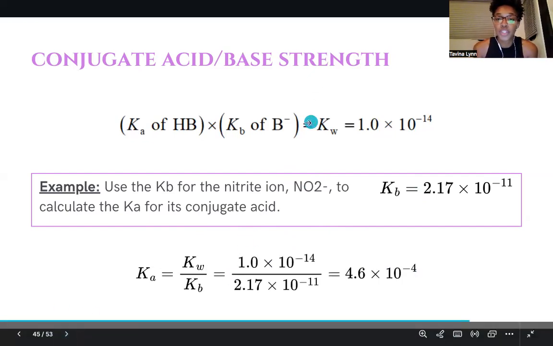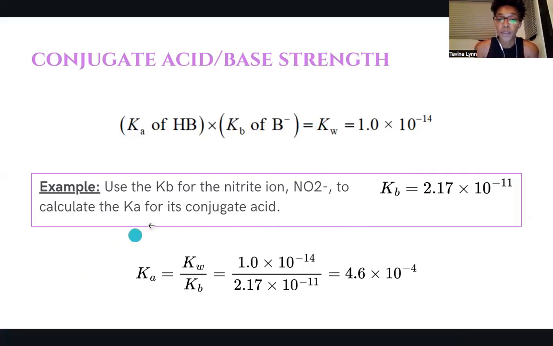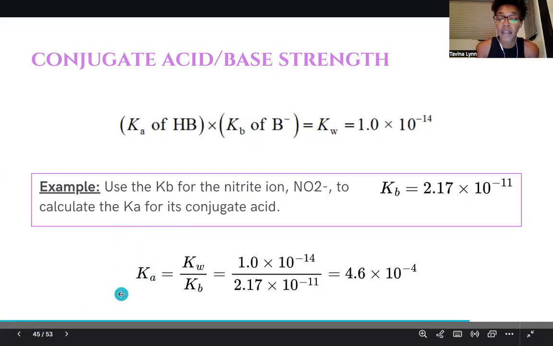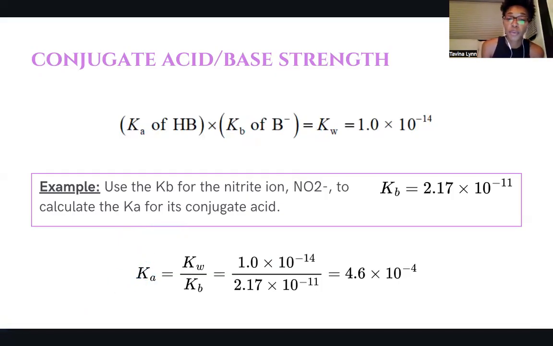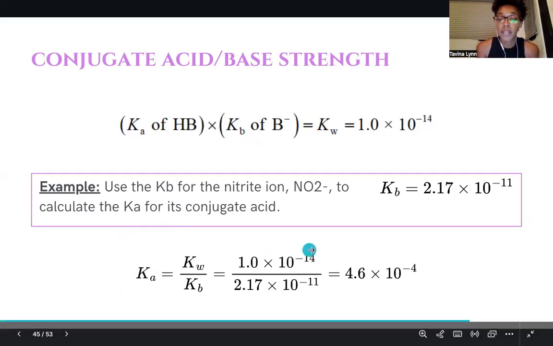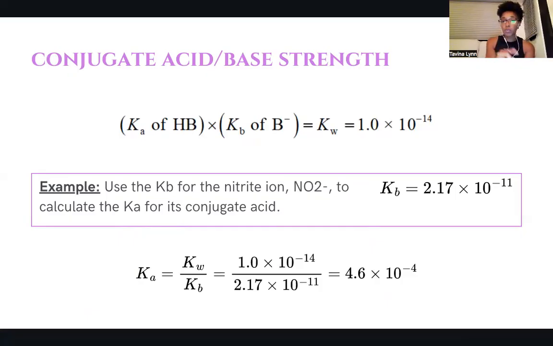So using this relationship here, we can find Ka by just rearranging this equation. It's basically Ka times Kb equals Kw. So to solve for Ka, we just divide Kw by Kb. So we do 1 times 10 to the minus 14 over the value for Kb, and we find that Ka is equal to 4.6 times 10 to the minus 4. An important relationship to remember, because in an experiment, you will have to use this relationship to determine either the Kb based on the Ka that's given or vice versa.